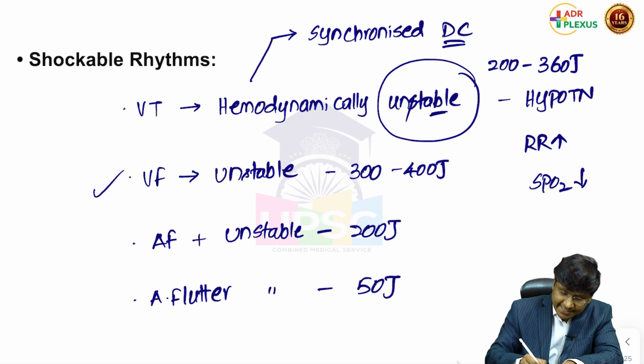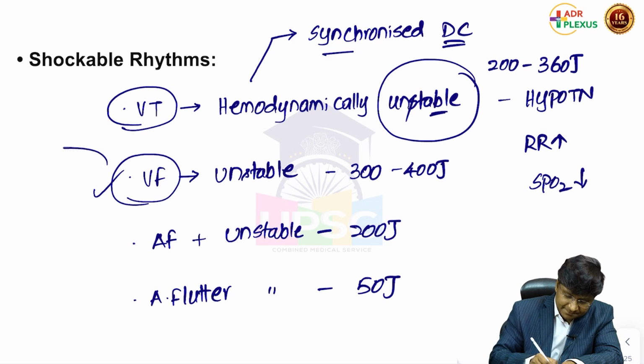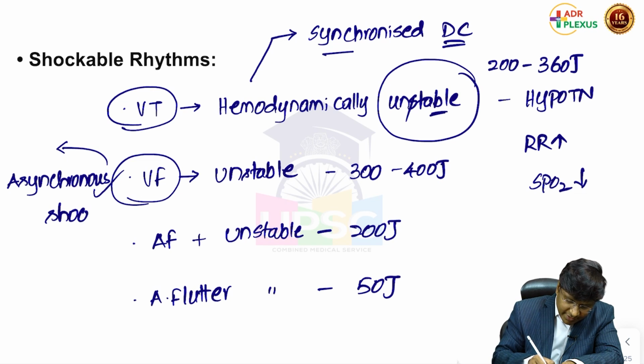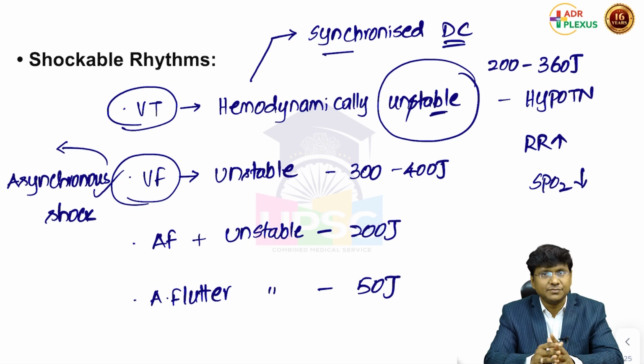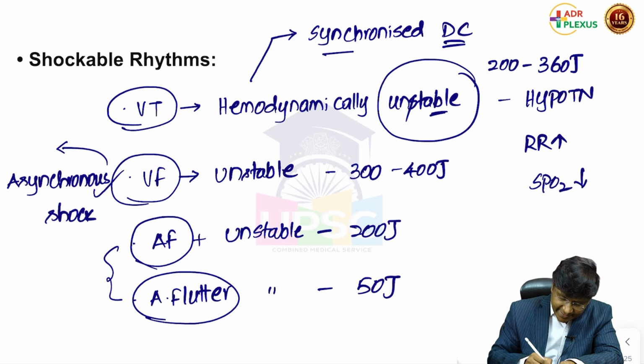But please remember, in case of VT we give a synchronized shock, whereas in case of VF it is an asynchronous shock, right? It is an asynchronous shock in case of ventricular fibrillation. All right, whereas in AF as well as atrial flutter, again it is the synchronous shock, right?